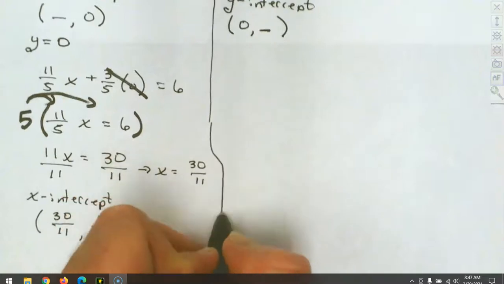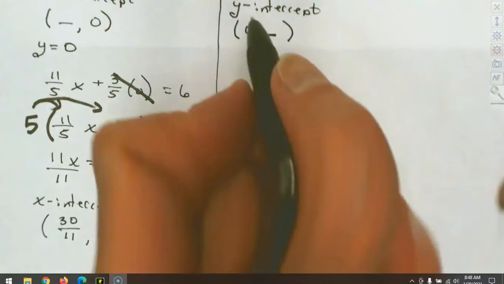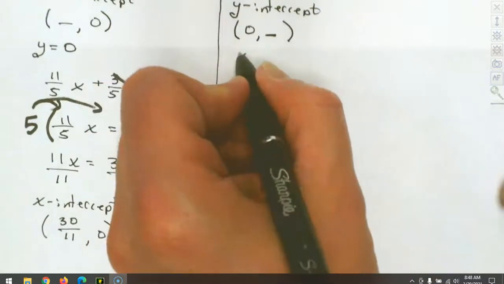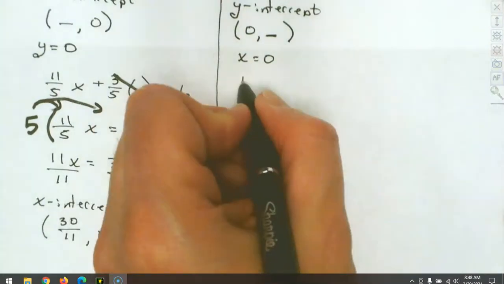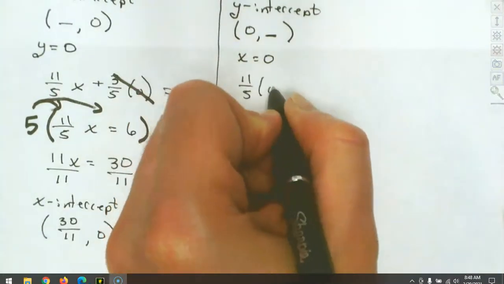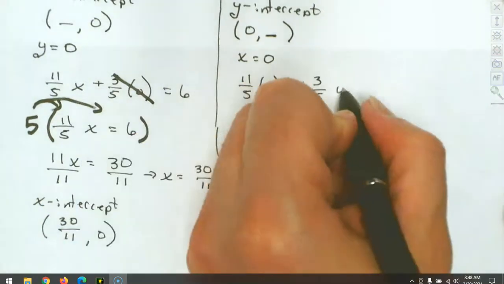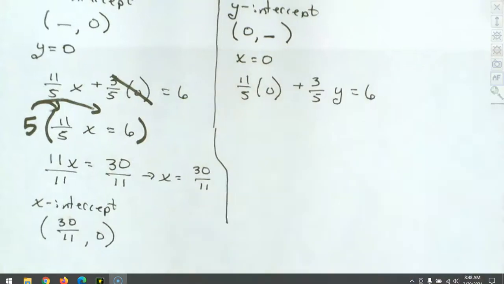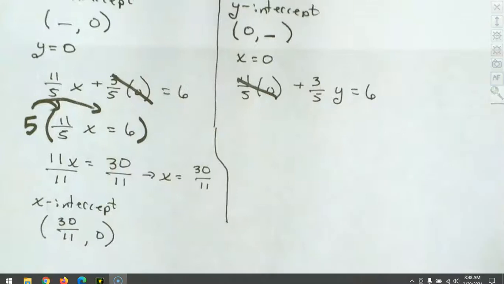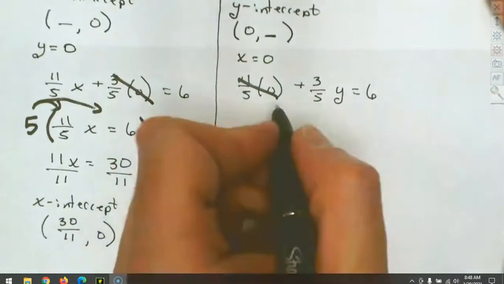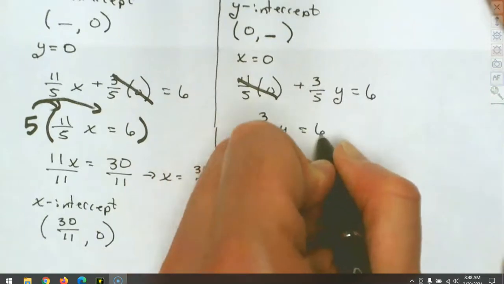Now we're going to repeat the process with the y-intercept. So if I use the y-intercept, that means x is going to be 0. Okay, and then that gives you 11/5 times 0 plus 3/5 y equals 6. And what do we know about 11/5 times 0? Gone. Now what do we have? We now have 3/5 y equals 6.